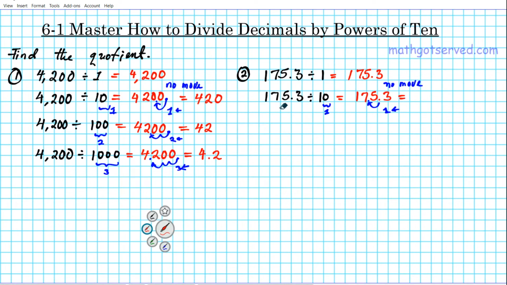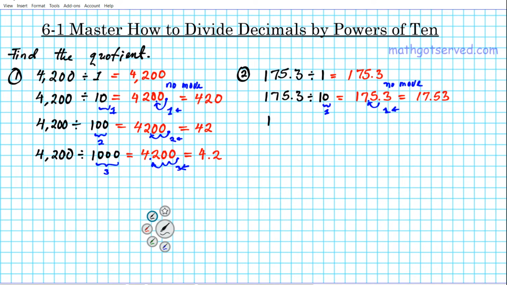So notice our dividend here was 175.3. After dividing by 10, our result is 17.53. You see how it's smaller? All right, now let's take a look at another example.